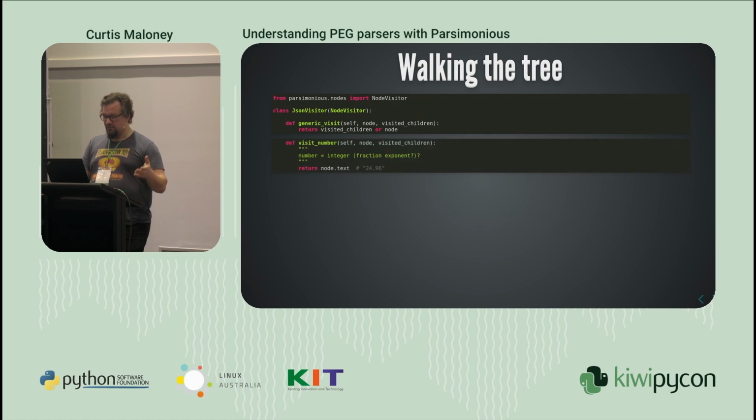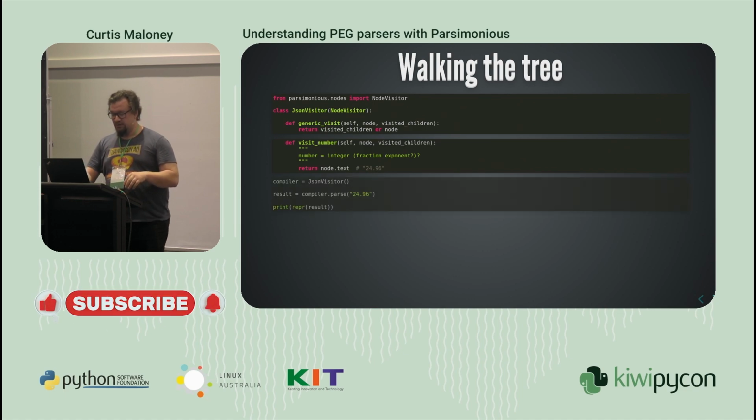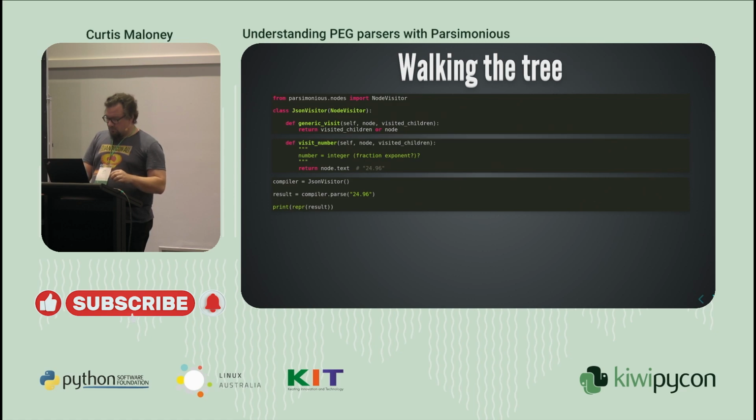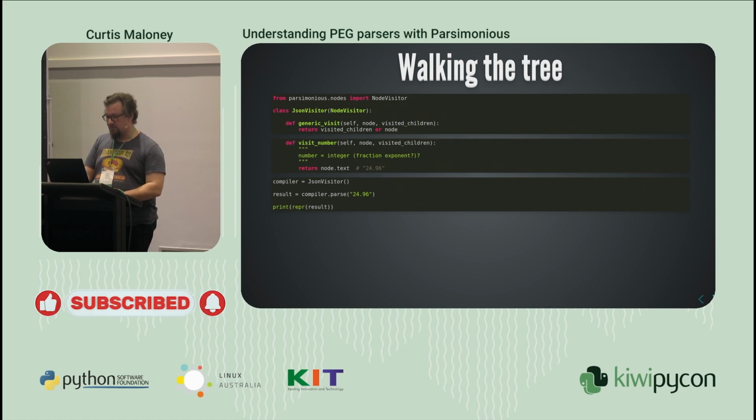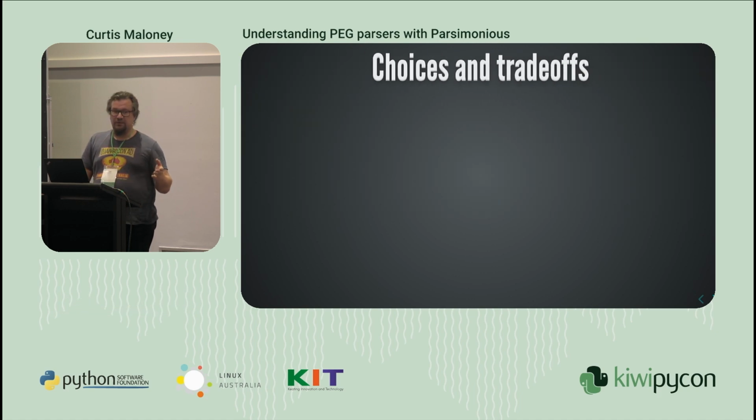So for example, we might simply say, look, I'm not interested in grabbing all the little pieces down below. I just want to get to, I've parsed a number, and then I'll deal with that. So we write visit number, and the node.text is the actual text that our node has matched. If we wanted to, we could visit all of the children and see what's going on there. I left off the comment there, I'm sorry. So, we have some choices and trade-offs to make here.